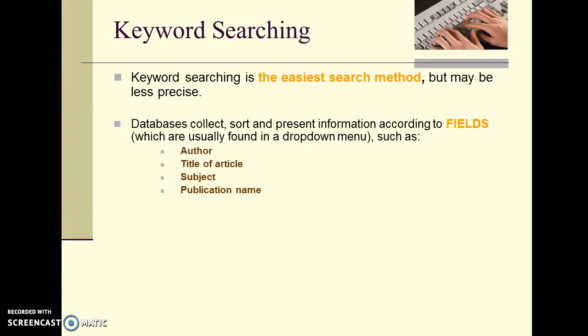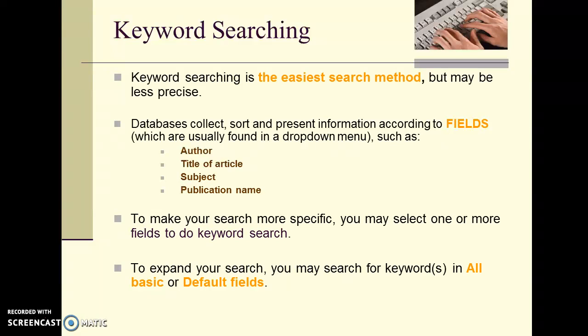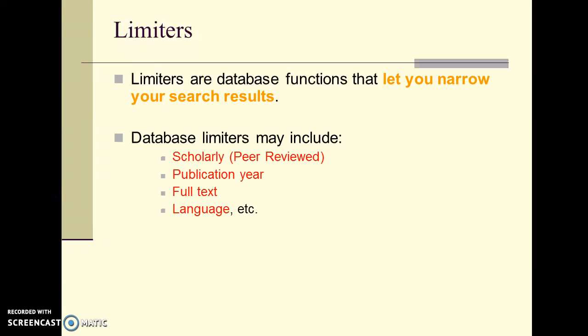Databases collect, sort, and present information according to field. So you might have author, title of article, subject, publication name. To make your search more specific, you may select one or more fields to do a keyword search, and that's where you go into an advanced search to do that. To expand your search, you may search for keywords in all basic or default fields, and I'll show you that when I go through the databases with you. Okay, limiters are database functions that let you narrow your search results. Database limiters may include scholarly, peer-reviewed, publication year, full text, language, etc.